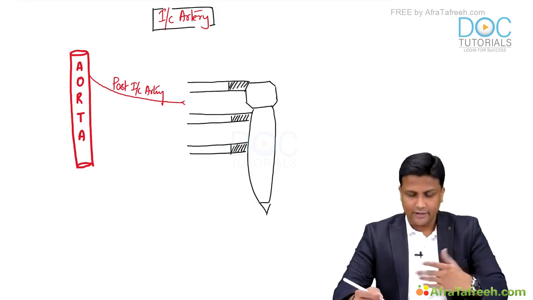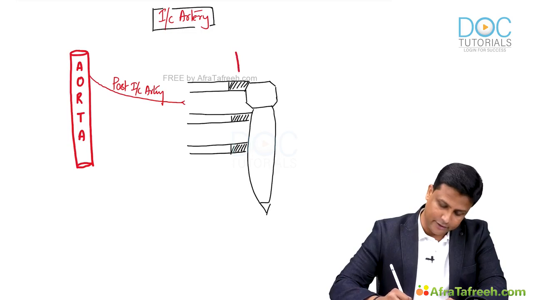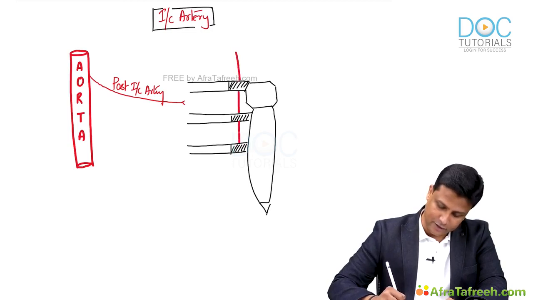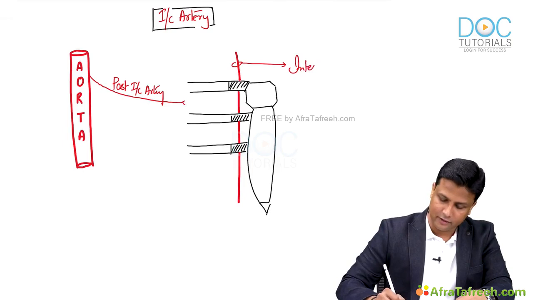Now on the other side, anteriorly, what do you have here? Anteriorly there will be an internal thoracic artery here. And this internal thoracic artery is passing just adjacent to the sternum here like this. So this one will be the internal thoracic artery.